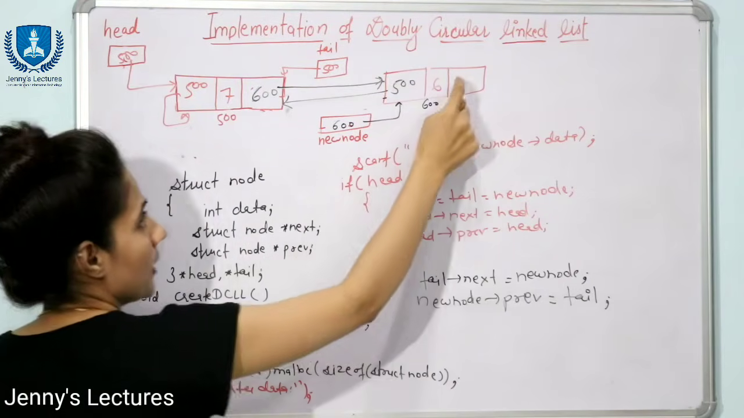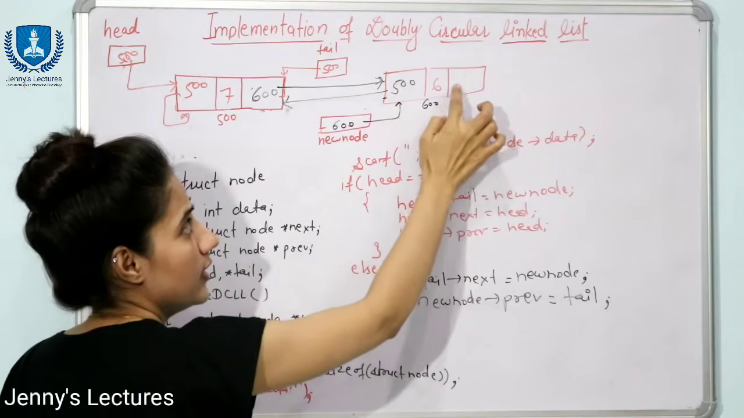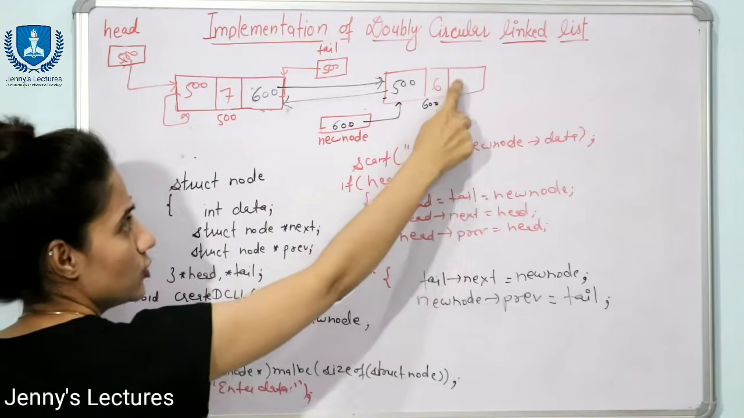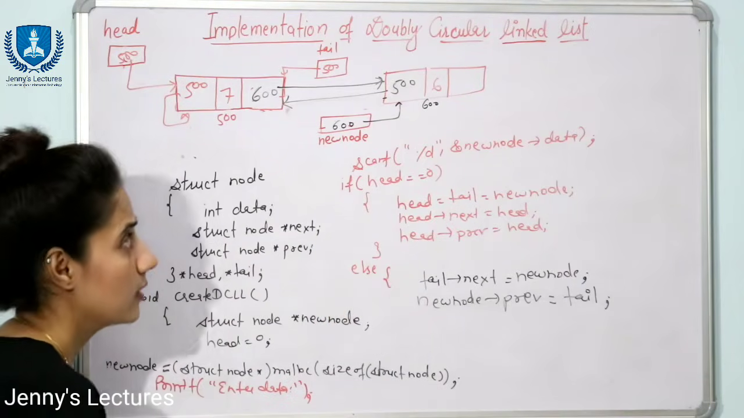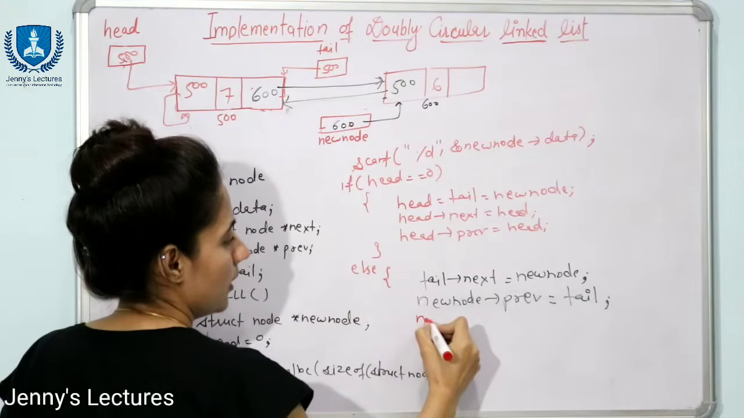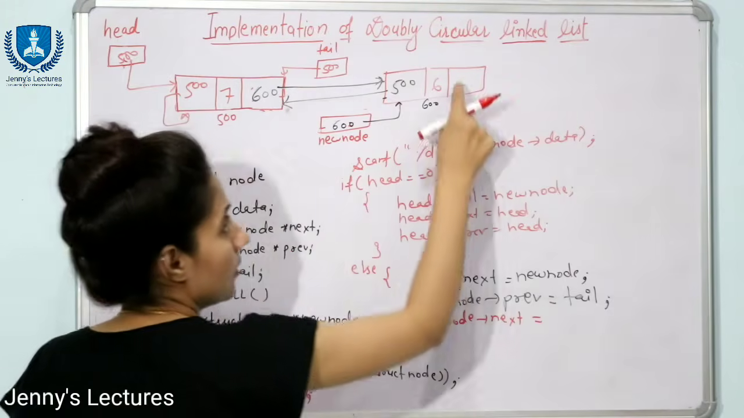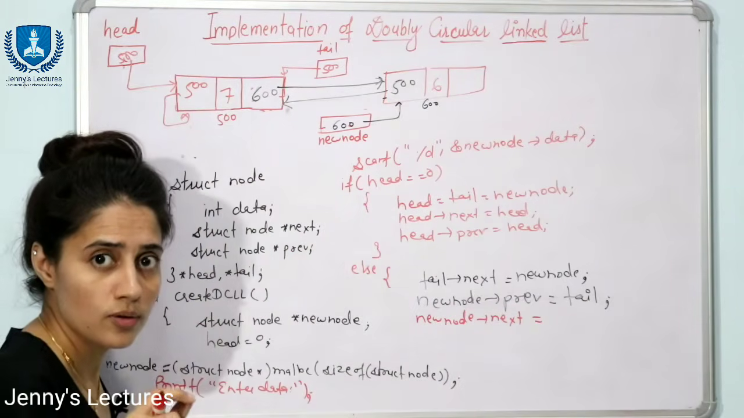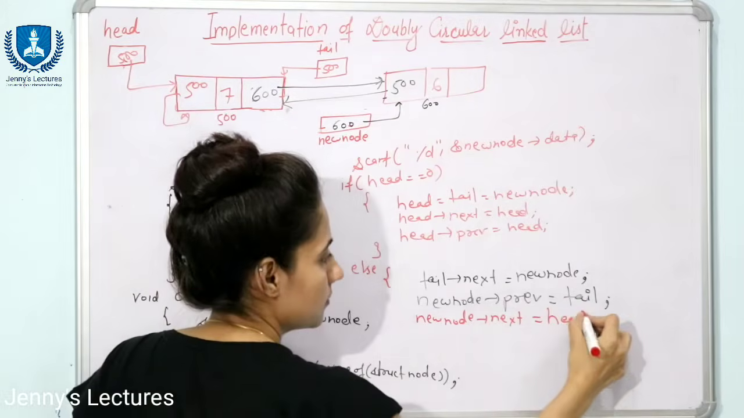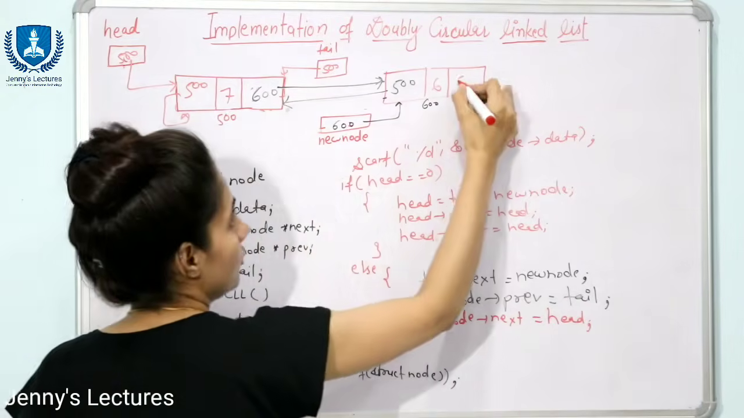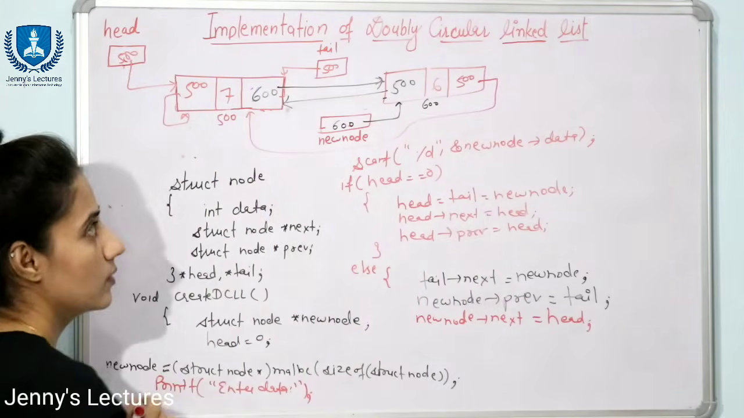See, this is the last node now. So the next pointer of this node would contain the address of the first node, to make it a circular list, right? So now how can you access this part? Here I will write new node next. The address of the first node we will always find in the head pointer. So here I will write head. In head we have 500, so 500. So now this is pointing to this node, right?